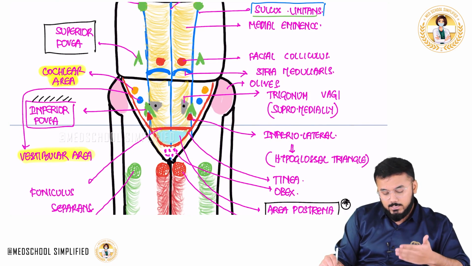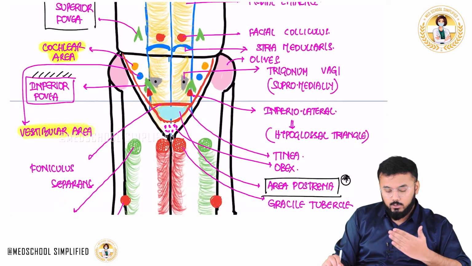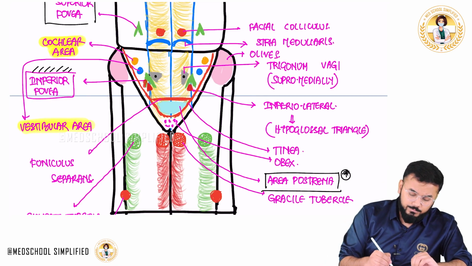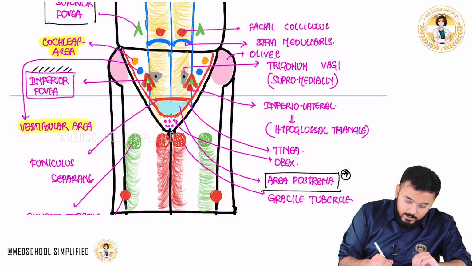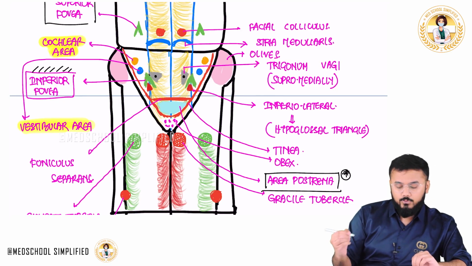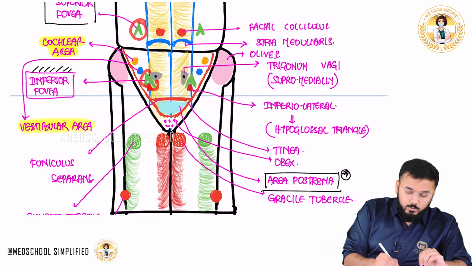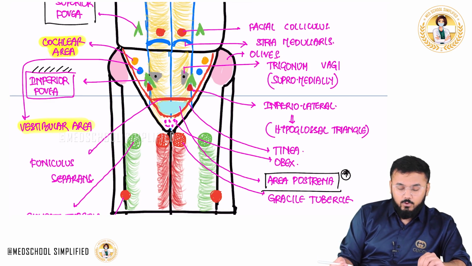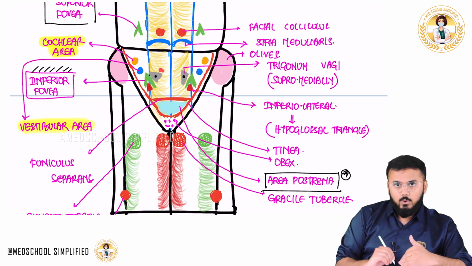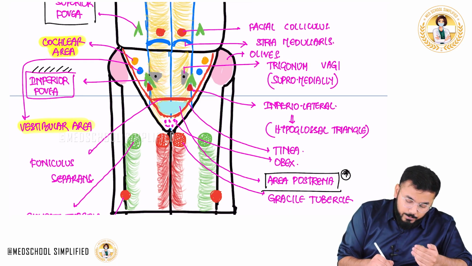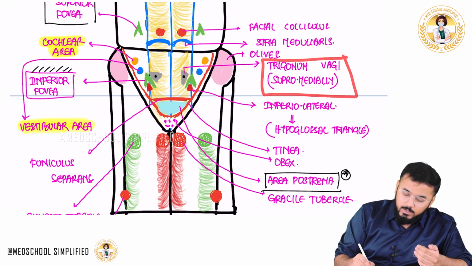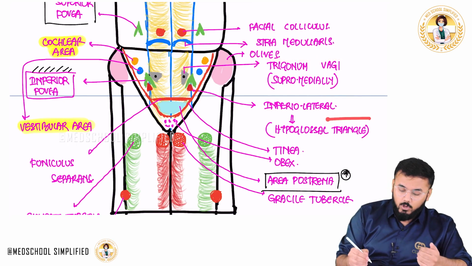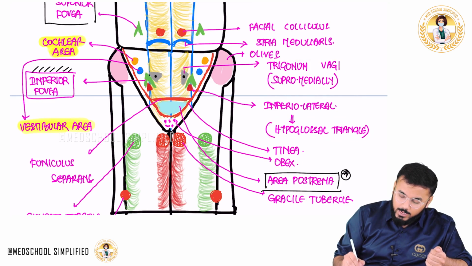Now after that, the same structures continue down into the medulla oblongata. Now into the medulla oblongata, this area is called your fovea. This one is called your superior fovea and this one is called your inferior fovea. The inferior fovea has some parts above and below. Above, in the sense superomedially, what do we have? Trigonum vagi. Next, inferolaterally, what do we have? Inferolaterally we have got the hypoglossal triangle.